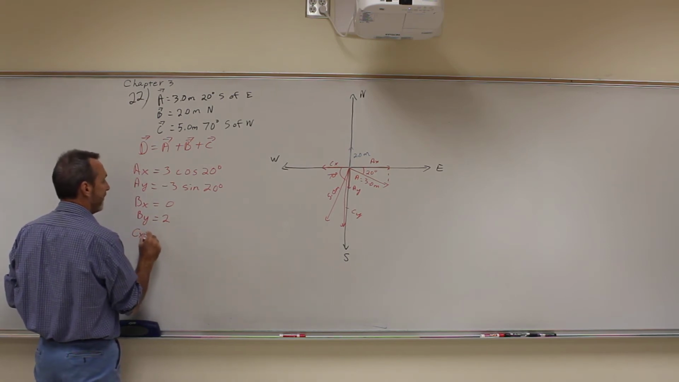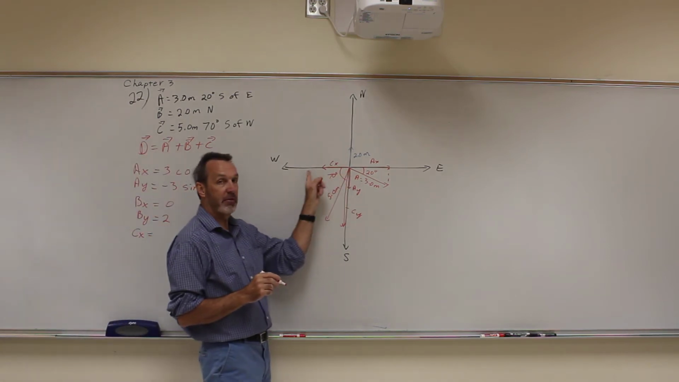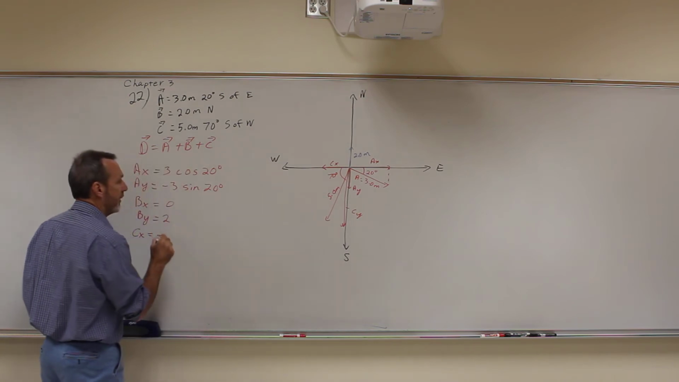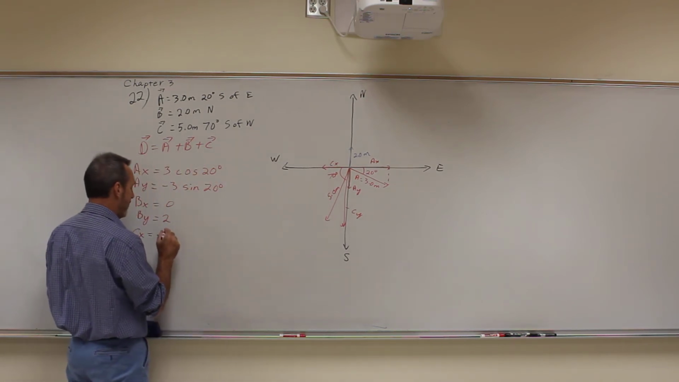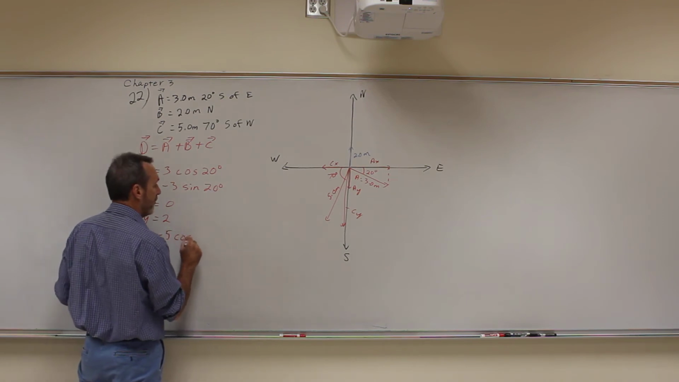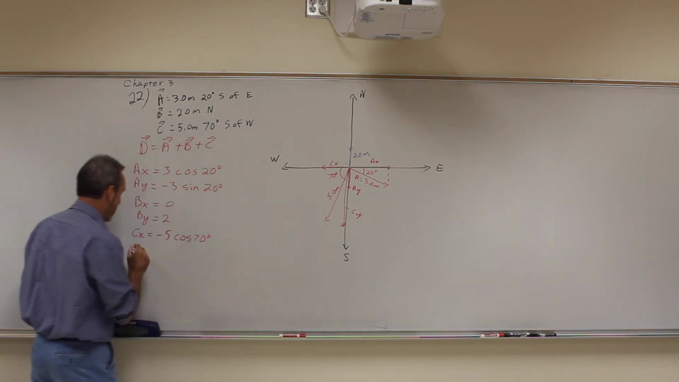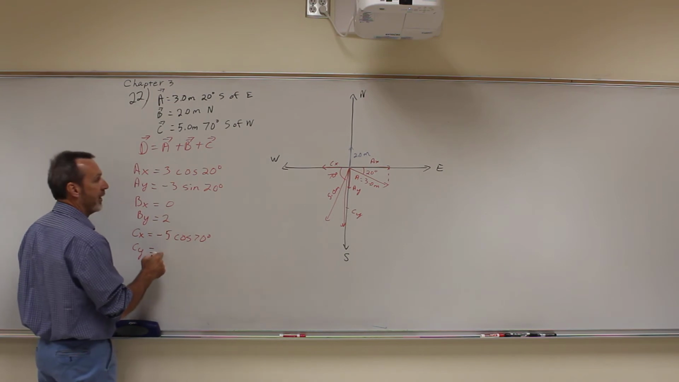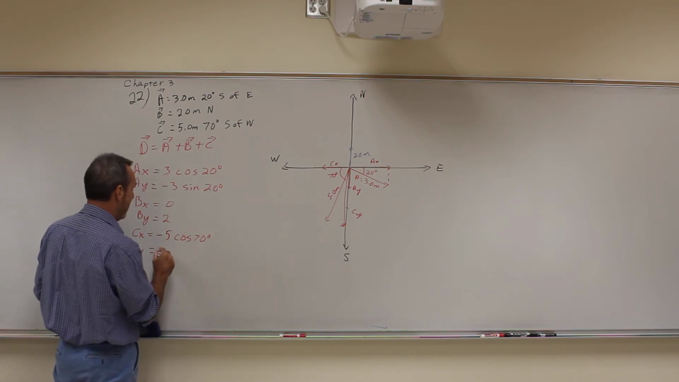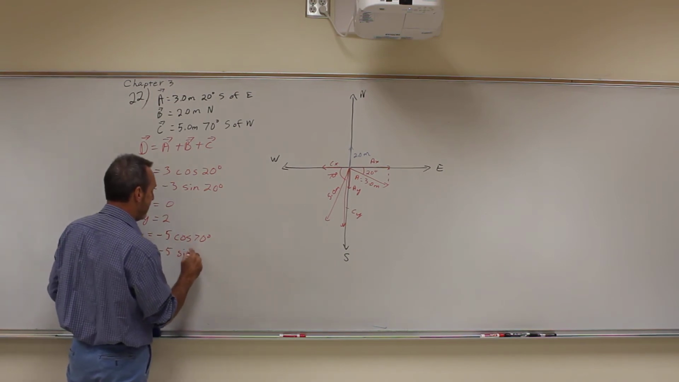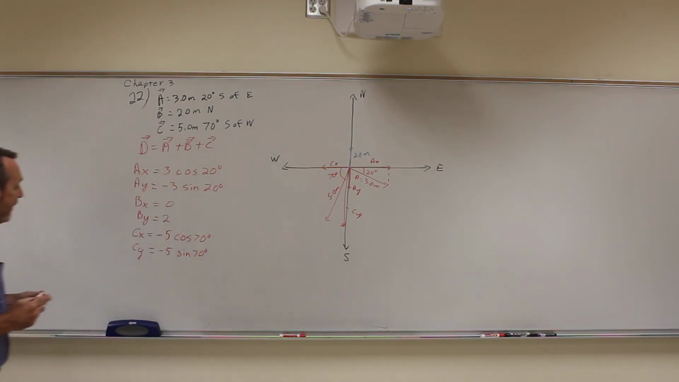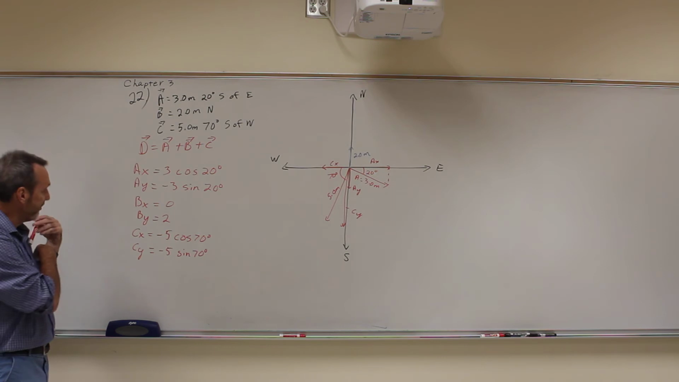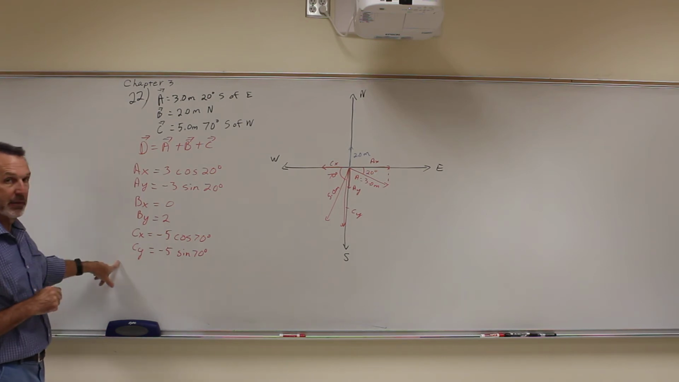Then Cx, is this one here, is going to be negative, and it's going to be adjacent, so this is going to be cosine, so this is negative 5 cosine of 70 degrees. And Cy is going to be equal to negative 5 sine of 70 degrees. Notice it's also in the negative direction. So really be careful about when you do your signs here. You got to get your signs all right.